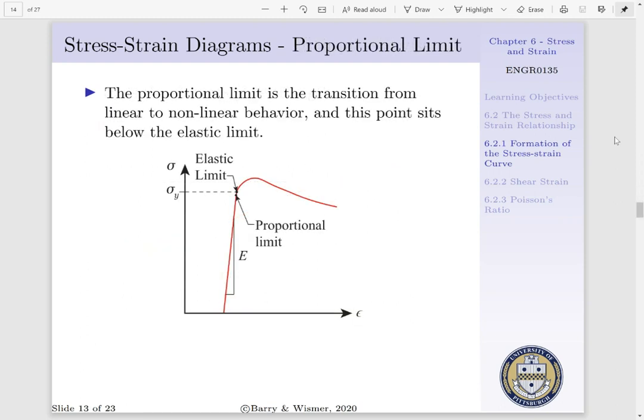Within our linear region, we have to talk about two unique features. The first is our proportional limit. And the proportional limit marks a transition from linear to nonlinear behavior. And this point is going to exist below our elastic limit. Now, a proportional limit is going to be very important because below our proportional limit, we can easily model the behavior of our material because we have a straight line. Now, beyond there, we do not have an equation to model the behavior of our material, and we have to rely on our stress strain curve to determine our deformation versus our applied load.